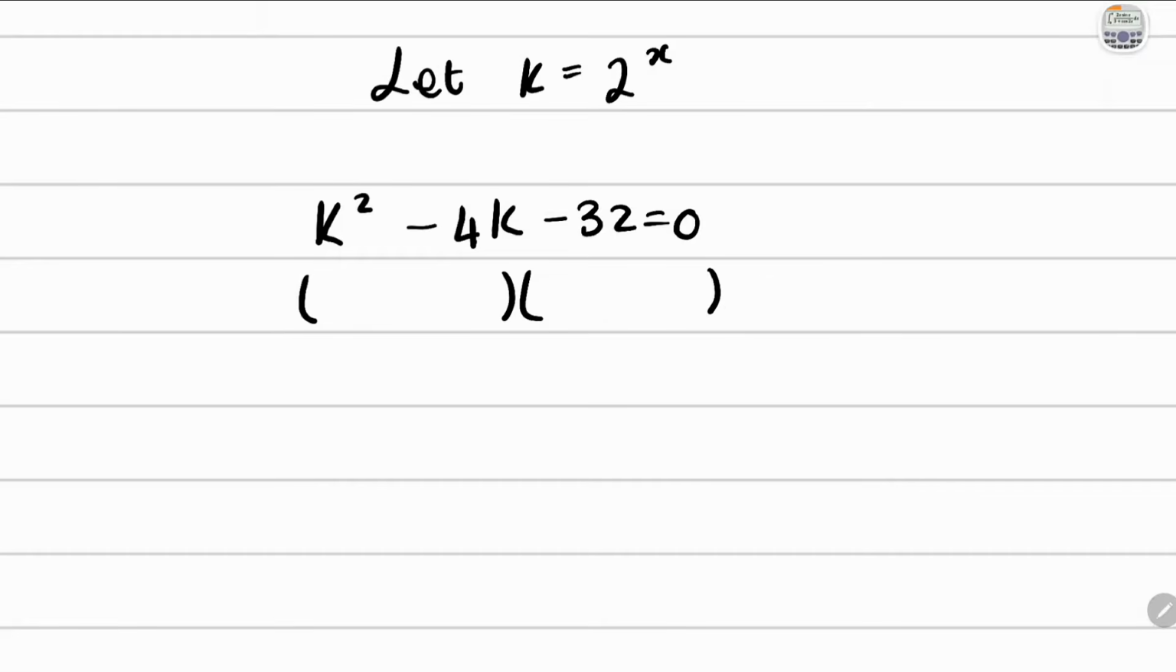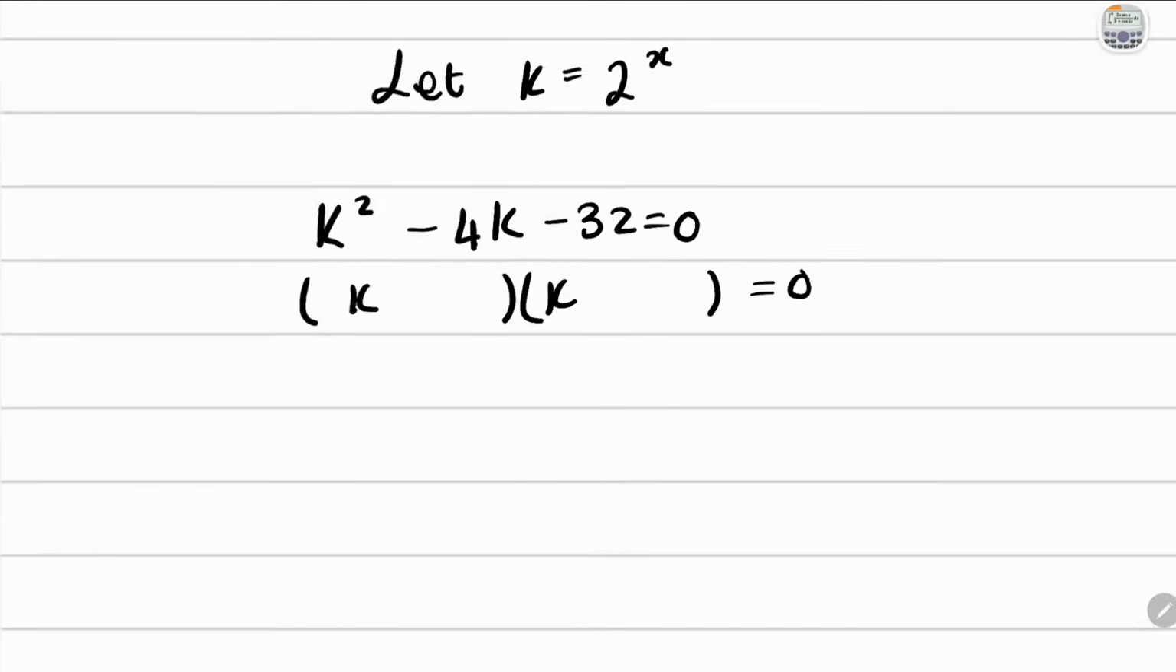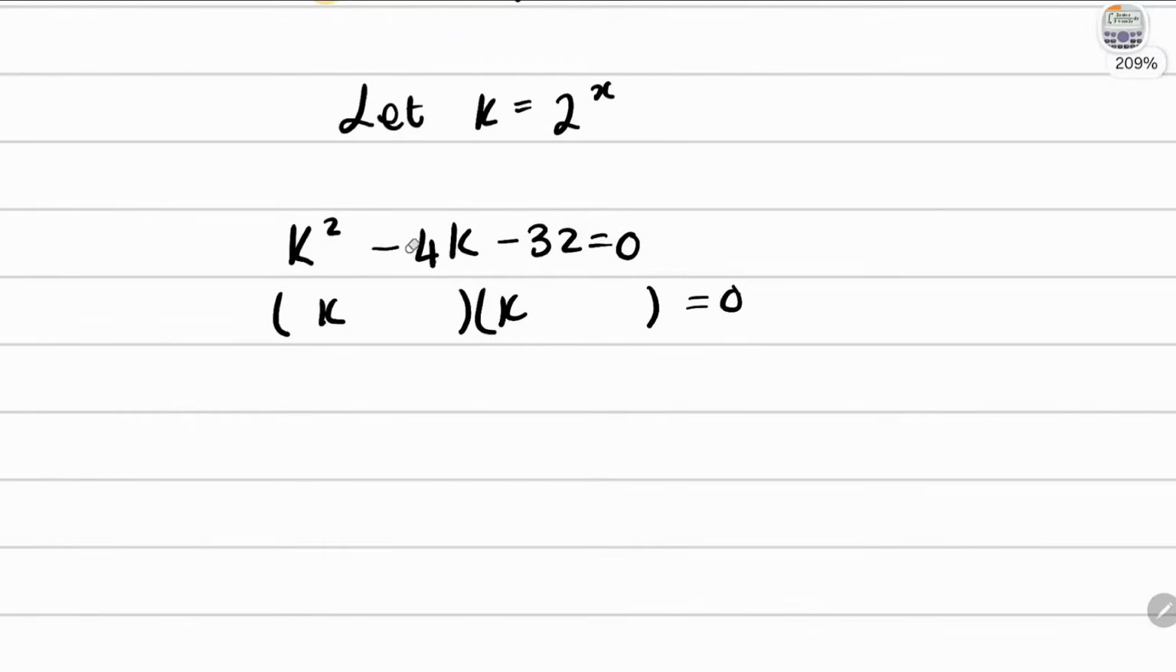So k times k is what gives you k squared, so k and k. And then we need factors of 32 that can give us a negative 4 in the middle. Okay, let's take big factors. So I wanted to take 16, but that's a bad idea. 16 times 2 is 32. How about we take 8? 8 times 4 gives you 32.